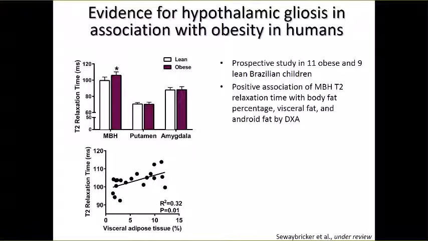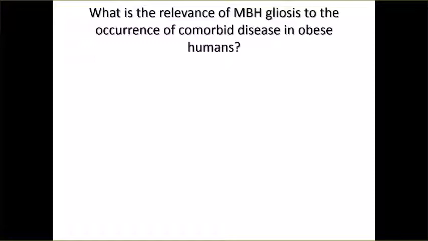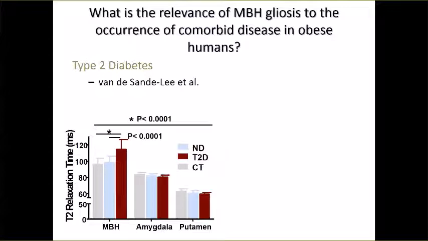So this and other findings have us asking some newer questions. We feel that there is considerable evidence accumulating that this is present in obesity, but we wondered whether it could be related to the incidence of comorbid disease in humans. So this is another collaborative study with Dr. Simone van de Sande, who examined, again in Brazil, three groups of women: obese type 2 diabetic women, obese non-diabetic women, and lean controls. Again it showed a significant association, with elevations in T2 relaxation time that were limited to that medial basal hypothalamus region in the women with diabetes.